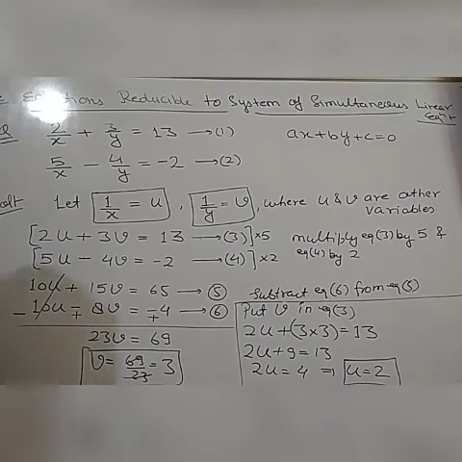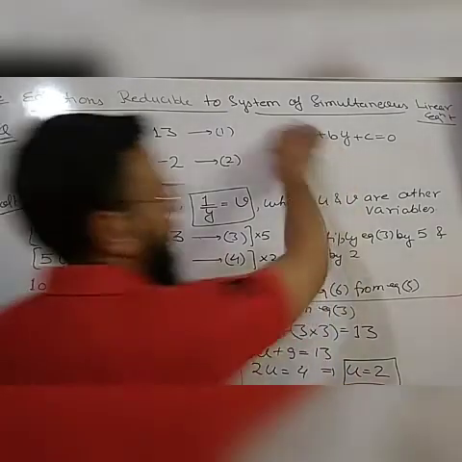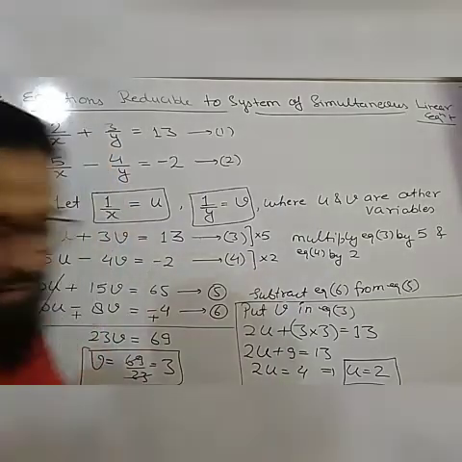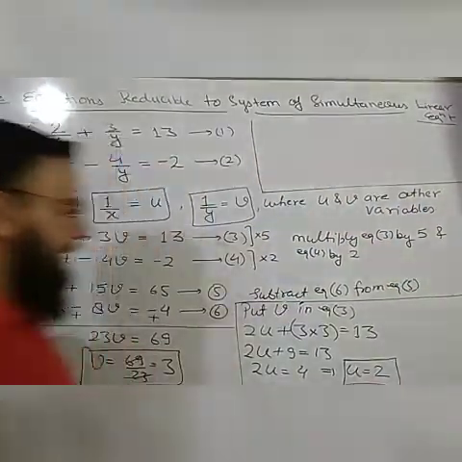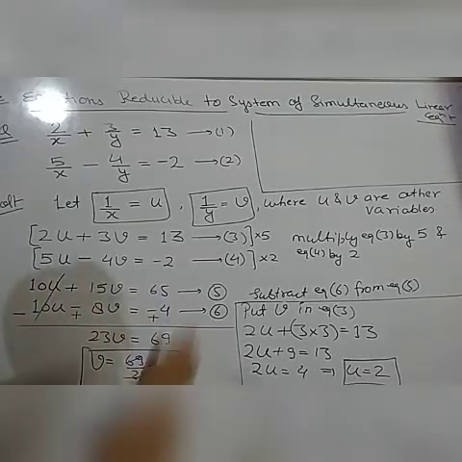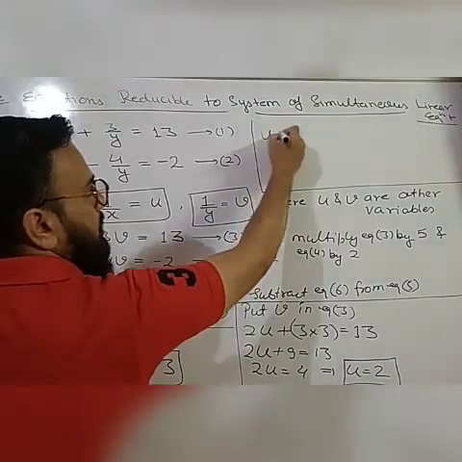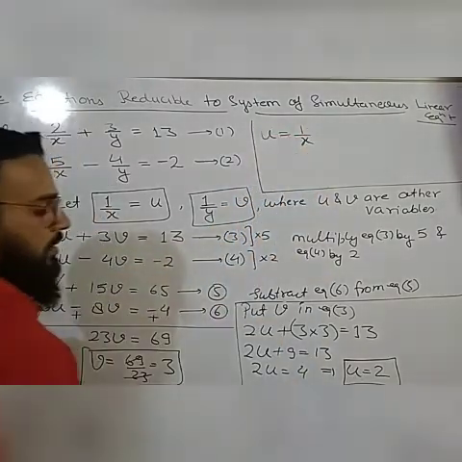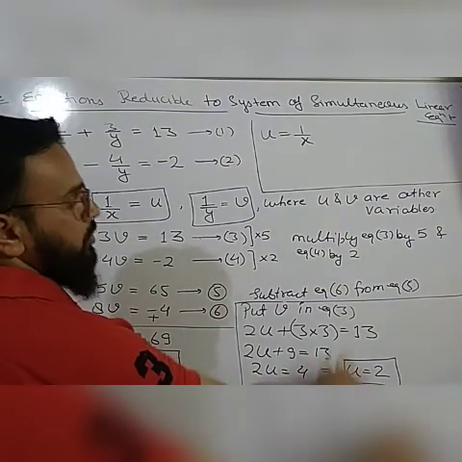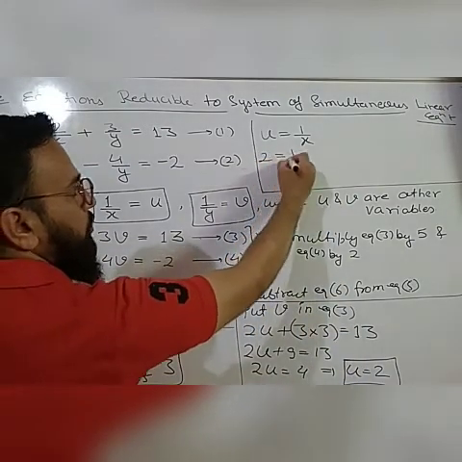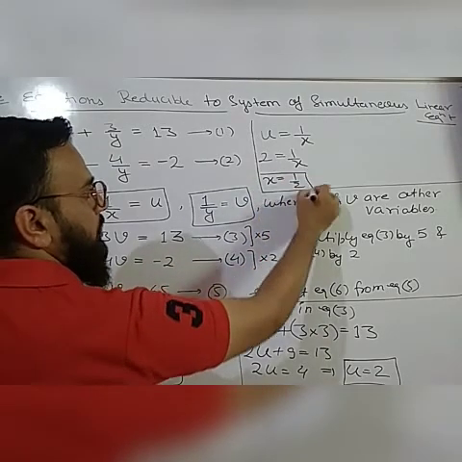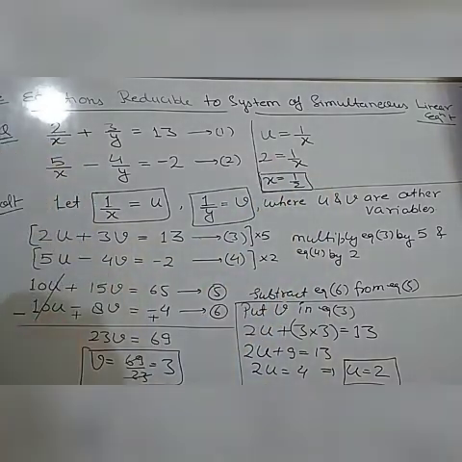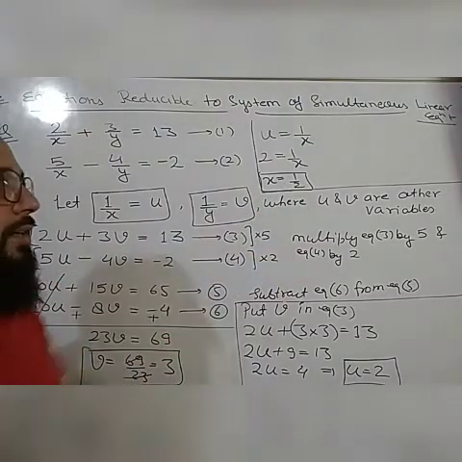But in the question we have to find the values of x and y. So now we will put the values of x and y in terms of u and v. So we have given u is equal to 1 upon x. And what is the value of u? It is 2. So 2 is equal to 1 upon x, or x will be equal to 1 by 2. So this will be the final answer. X is equal to 1 by 2.